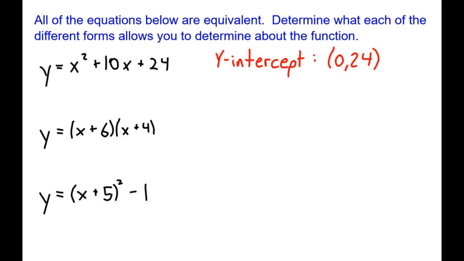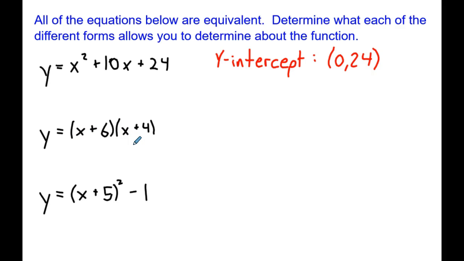Now moving on to the second form, which is factored form. This we should kind of recognize what this allows us to determine. When we were in factored form, the next step we took was set this equal to 0, use the zero product property, find those x values. In this case, those two x values would be -6 and -4 if we solved for them.